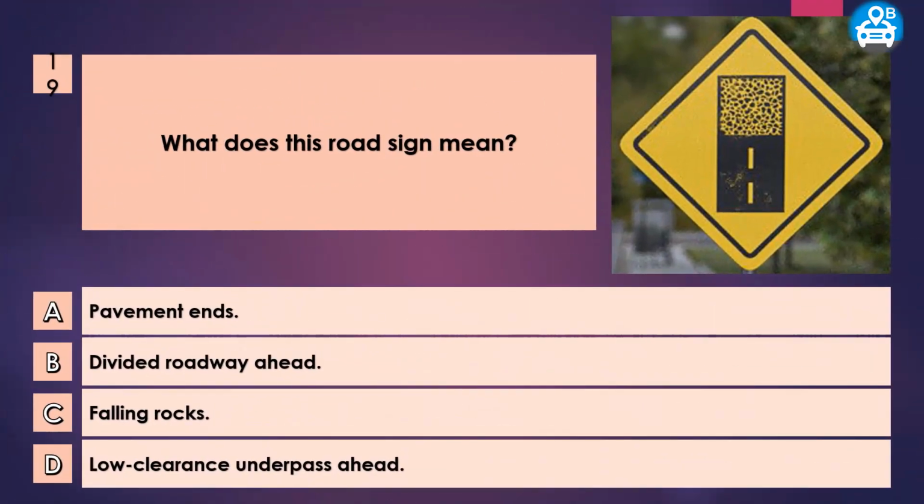What does this road sign mean? A. Pavement ends. B. Divided roadway ahead. C. Falling rocks. D. Low clearance underpass ahead.